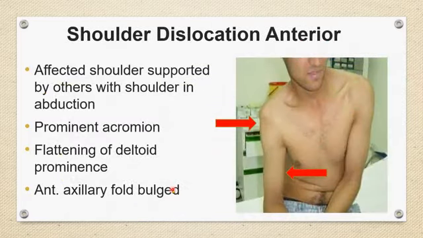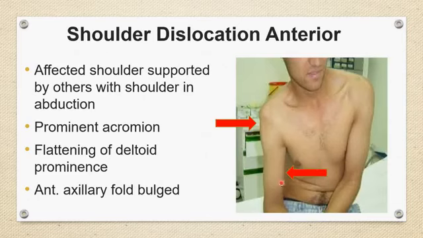Regarding the clinical features of the patient with shoulder dislocation, see the picture. You can find the position, or the attitude, of the patient. If you see the right shoulder of the patient, you can see that this shoulder is not along with the body, it is away from the body.